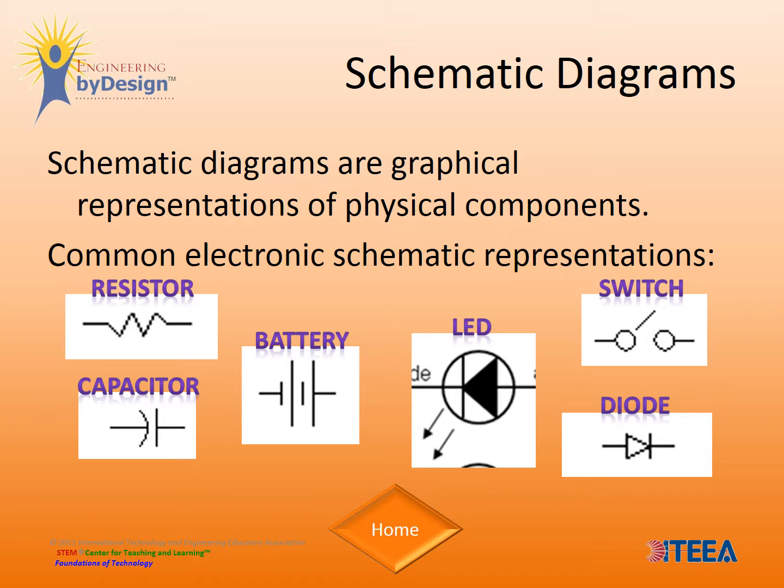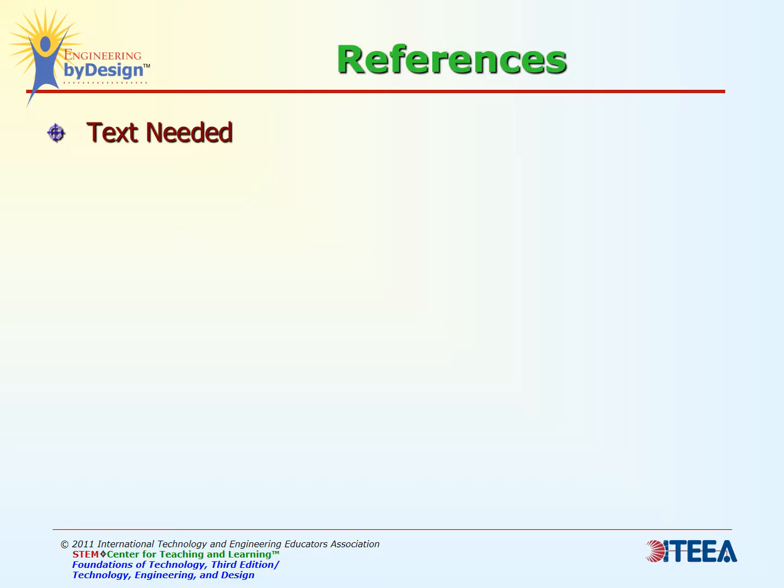A resistor is shown, a capacitor, a battery, an LED, a switch, and a diode. So we'll go into each one of these in more detail with our next presentation. Questions, please?